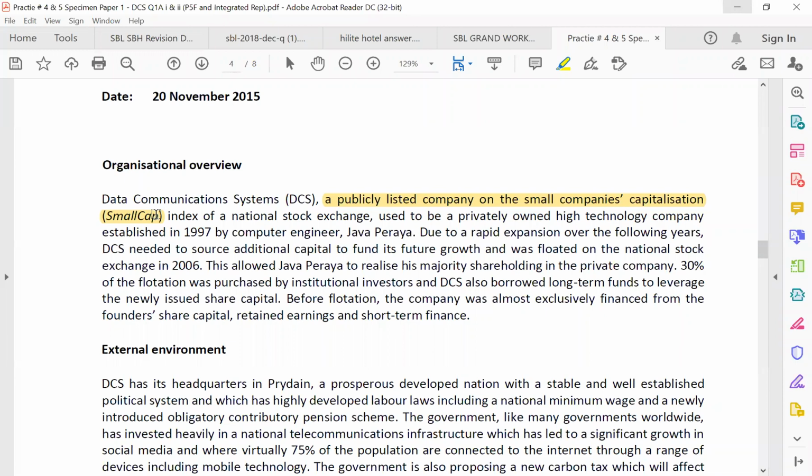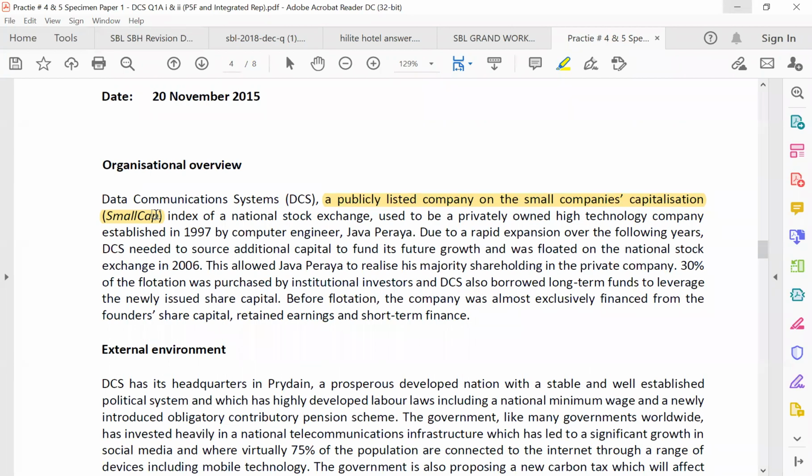It used to be a privately owned high technology company established in 1997 by computer engineer JP. Due to rapid expansion over the following years, DCS needed to source additional capital to fund its future growth and was floated on the National Stock Exchange in 2006. This allowed JP to release his majority shareholding in the private company.